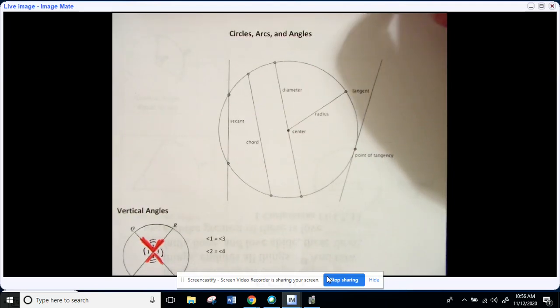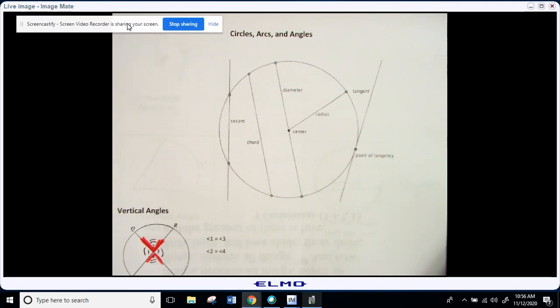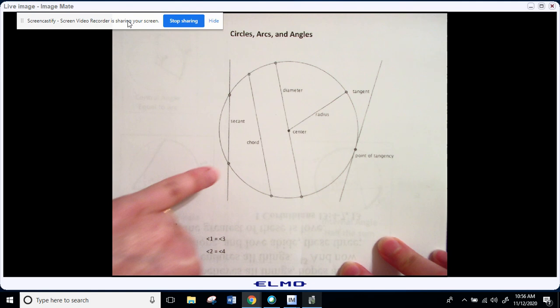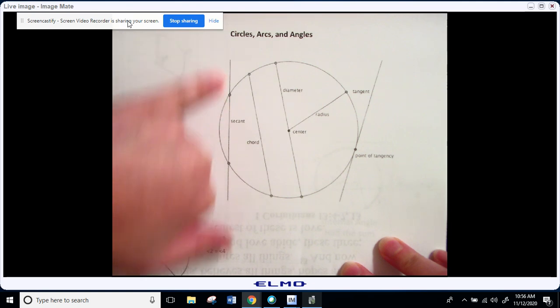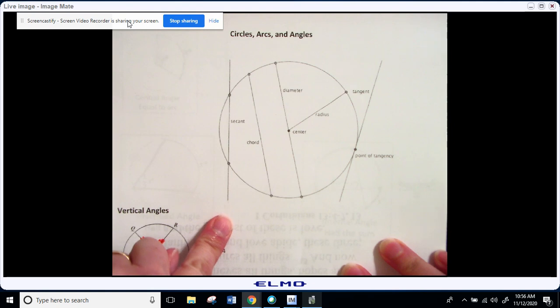Hey guys, today's video is on circles, arcs, and angles. So, some vocabulary. The first thing that we need to know are what these different pieces are. We'll start with this one right here. If you have a line that goes through your circle and it's intersecting, but it goes through it, that's your secant.